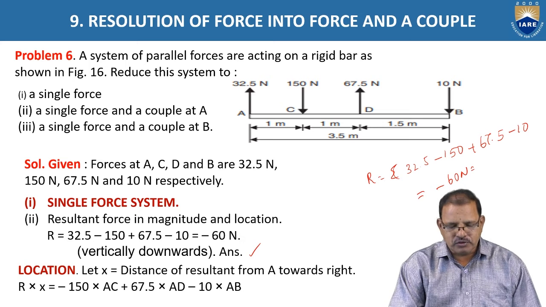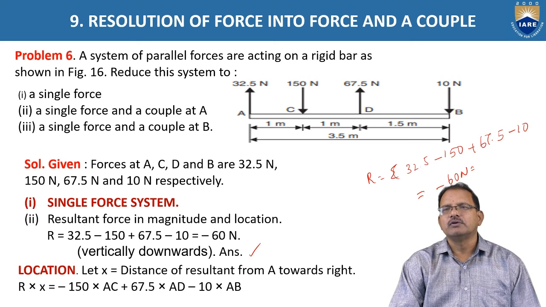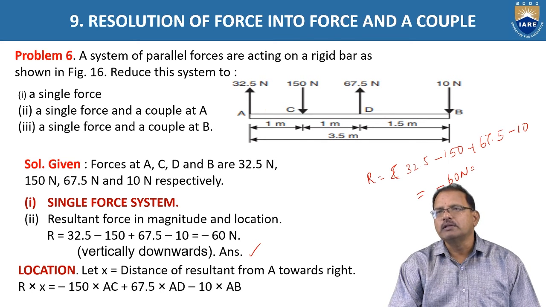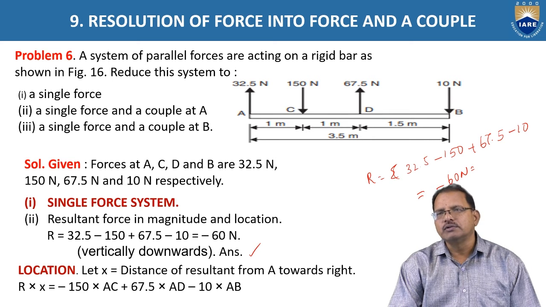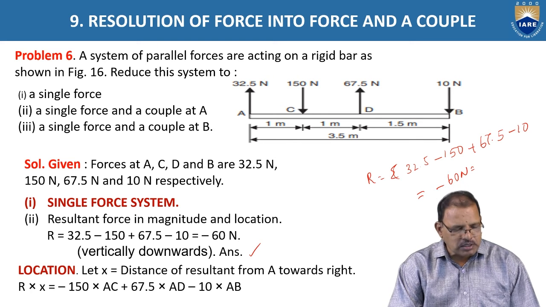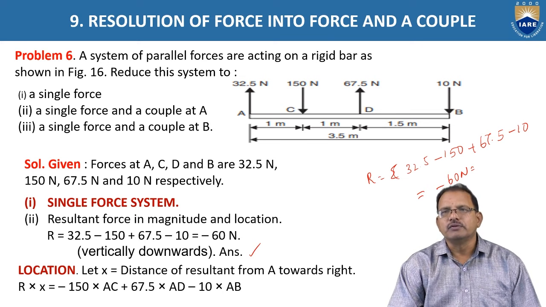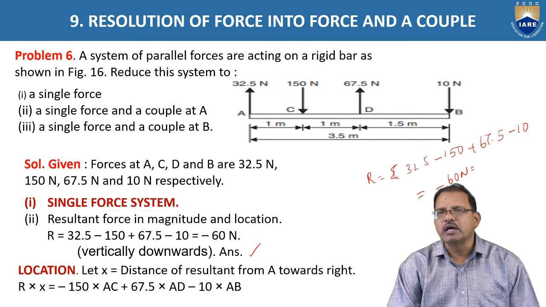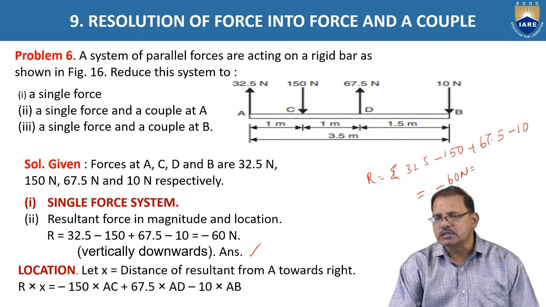from point A toward the right side. Now, according to the Varignon principle, the sum of the moments created by all the forces which are acting at A, B, C, D is equal to the moments created by the resultant force at that point. So, let x be the distance where the resultant force is acting. R into x represents the moments created by the resultant force. Because the resultant force is acting downward towards the right side, it tends to rotate the body in the clockwise direction, hence it is treated as positive.